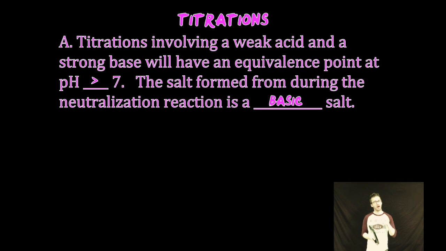However, you want to keep in mind when you're working with weak acids and weak bases, and you're titrating them with a strong counterpart, your equivalence point is not going to occur at pH of 7. And again, that's because the salt that forms can either be acidic or basic, creating additional hydronium or hydroxide ions at the equivalence point. So in the example of a weak acid and strong base, your equivalence point is going to have a pH greater than 7. And this is because the salt that forms is a basic salt, creating additional hydroxide ions at the equivalence point.